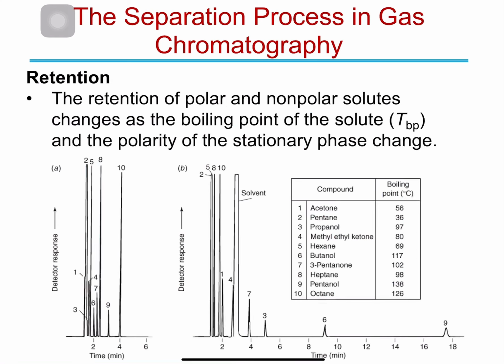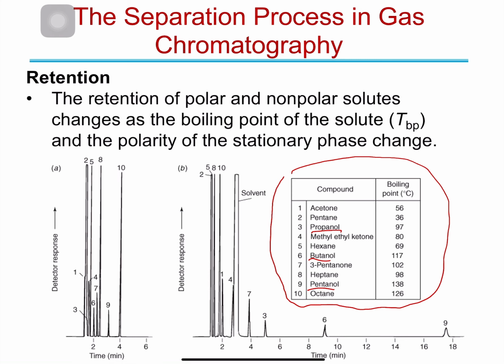The retention of the polar and nonpolar solutes will change as the boiling point of the solute changes and also as the polarity of the stationary phase changes. So let's have a look at these two chromatograms. We have a list of components here. These are all solvents, and as you see, these solvents vary between hydrocarbons, which are nonpolar, and ketones, which are middle in polarity, and then you have some alcohols like pentanol, butanol, and propanol. These are different in their polarity. The alcohols are the highest in polarity, then the ketones, and finally the hydrocarbons.